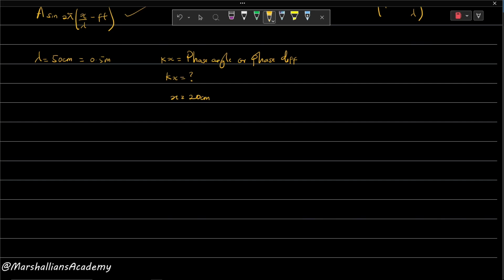Don't forget, if we are looking for kx, recall that k, which is the wave number, is 2 pi over lambda. Did you remember this? Therefore, kx is going to be 2 pi over lambda multiplied by what? X. And we have 2 times pi times, what is our x? 0.2 meters over, what is our lambda? 0.5 meters.